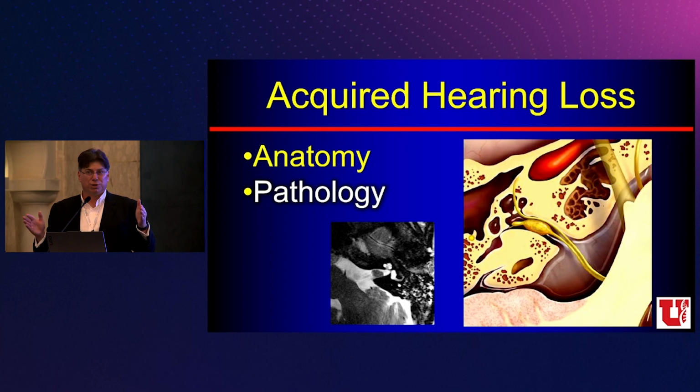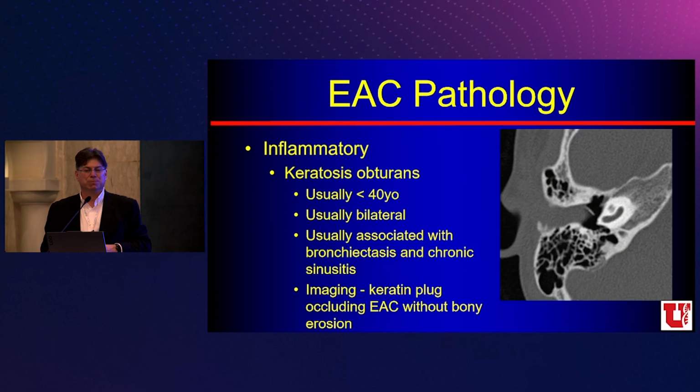Anything along that course is what we think about for acquired hearing loss in those pathologies. So first, the external auditory canal. So first we have keratosis obturans.